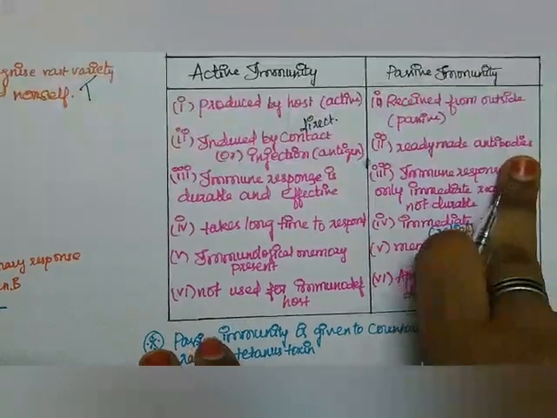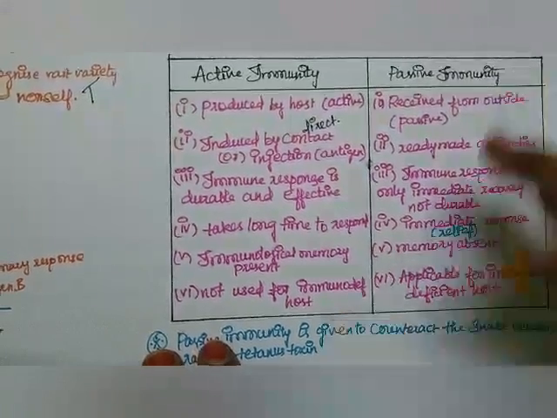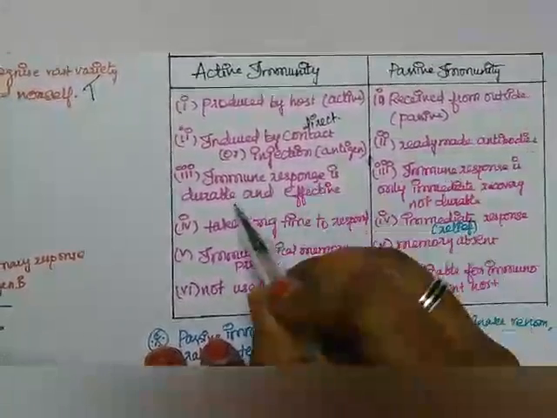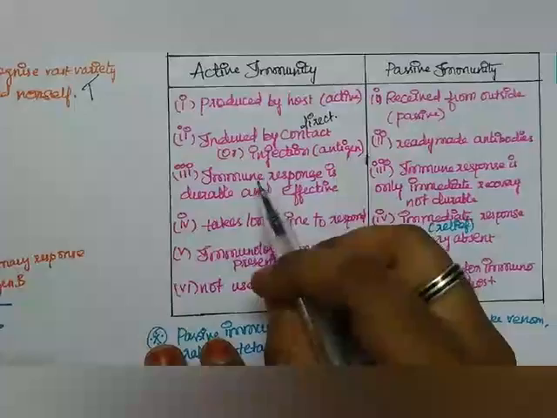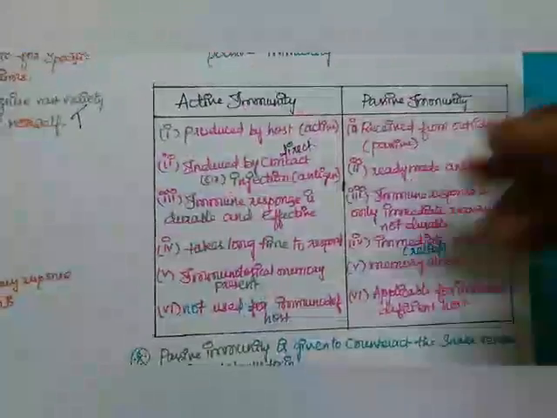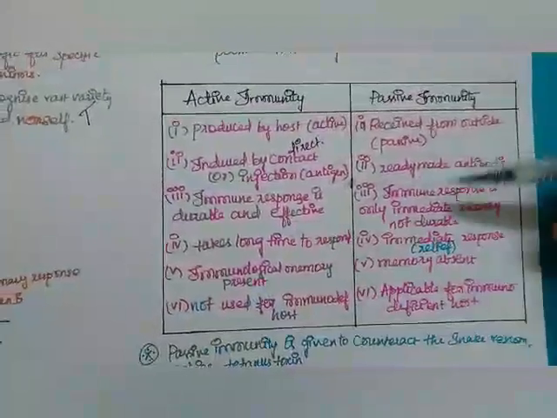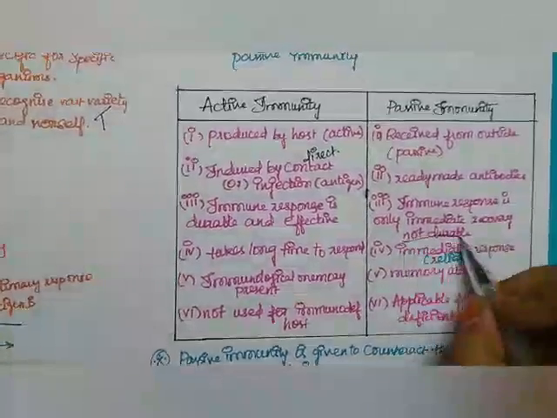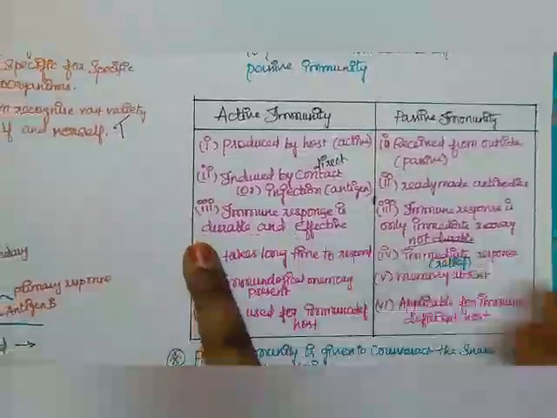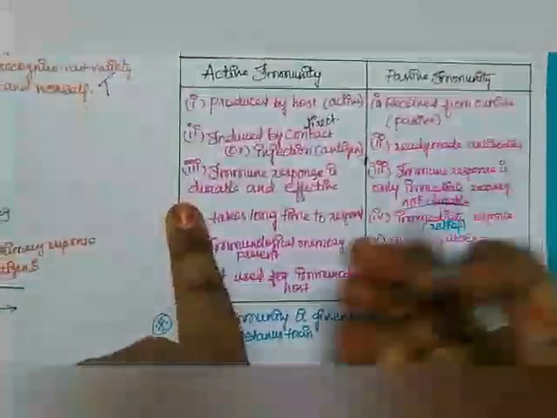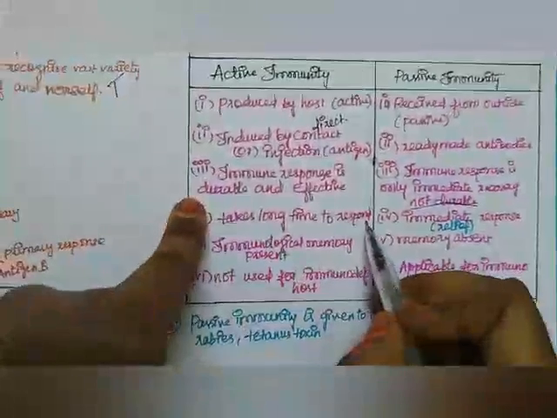In passive immunity, ready-made antibodies are given. So antibodies produced in another person's body are brought to the body of person one. In active immunity, the immune response is durable and effective. When the response is produced, the memory is stored in our body and it is effective in nature, while in passive immunity the response is only immediate recovery and it is not durable. Active immunity is durable throughout our life. The memory produced by the primary response remains in the body throughout our life, while here no memory is produced.